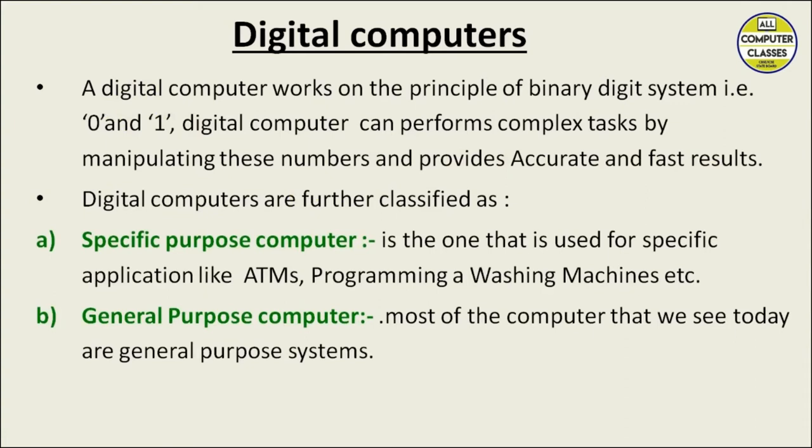Specific purpose computer is the one that is used for specific application, right? Means the application of that specific purpose computer is limited, like the ATM. So ATM is also a digital computer, and its functionality is limited to the banking transactions only. For example, programming a washing machine, right? It will be programmed only for washing the clothes, etc. The general purpose computers are the computers that we are using today, that we see in school, library, banks, etc. And most of these computers perform various different kinds of tasks. So these are the 2 main categories of digital computers.